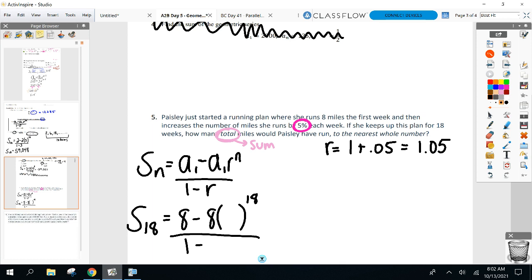1 minus that rate as a decimal. Correct. So now my R value is 1.05. Yep, that's my R value. That's what I'm multiplying by.